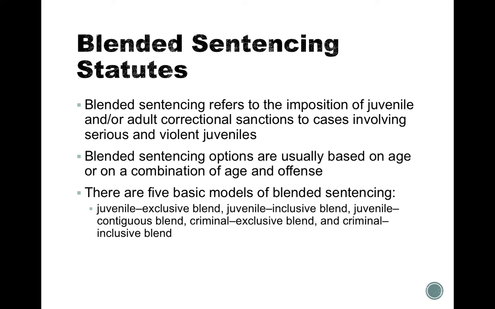We also have what's called a blended sentence, and this is written up in statute in some states. This basically allows someone to impose part juvenile sentence and part adult sentence. It's usually based on age and a combination of age and offense, and there are several different models.